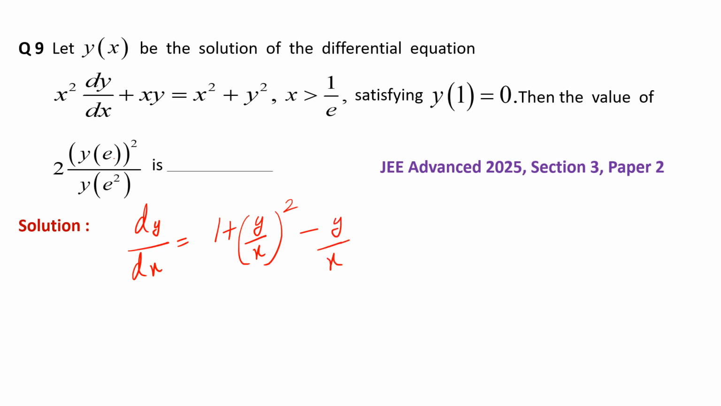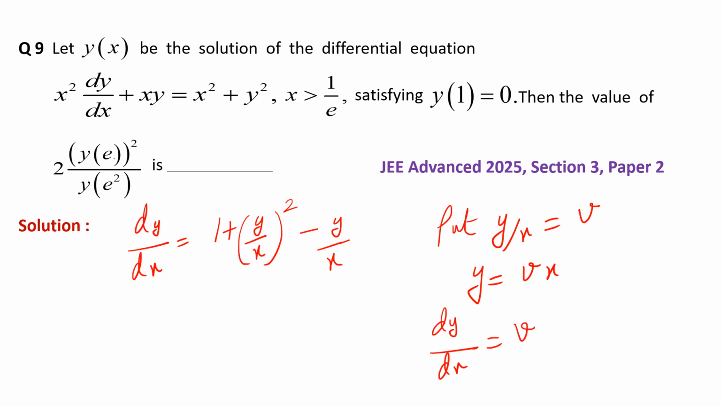Now students, we will put y upon x equal to v. So that means y is equal to vx. So from here I can write dy by dx equal to v plus x into dv by dx. Now in this differential equation, we will replace dy by dx by v plus x into dv by dx. And on the right hand side of this equation, we will have 1 plus v square minus v.